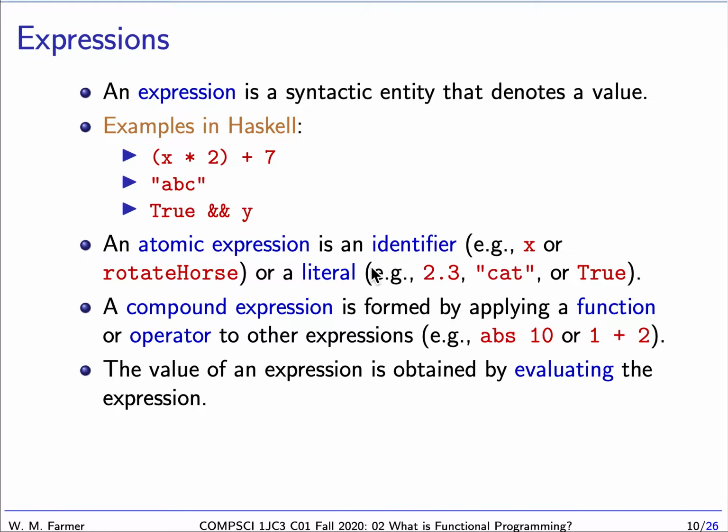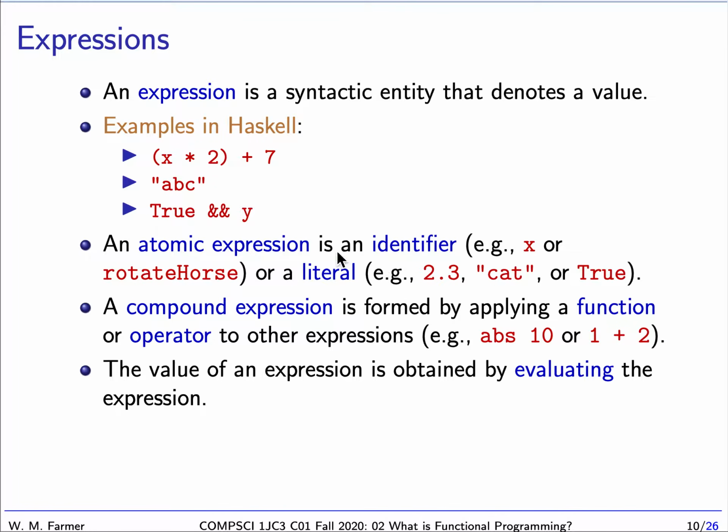So what does that mean? A syntactic entity means it's something that has a syntax. This syntax is built up according to certain rules. Like in English, we have syntactic rules. These rules say what is a word, what is a noun and verb, what is a sentence, and so forth. So expressions are syntactic entities, and they have a meaning. They have something they represent that is a value. And we say that the expression denotes a value. The expression denotes its meaning, what it's supposed to mean, its value.